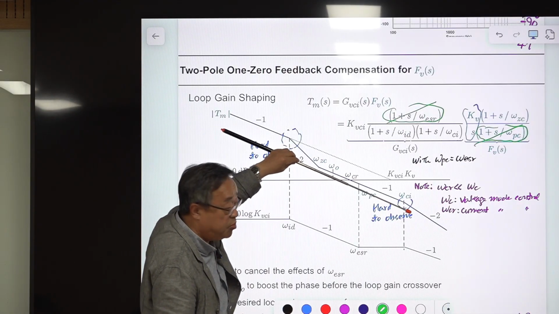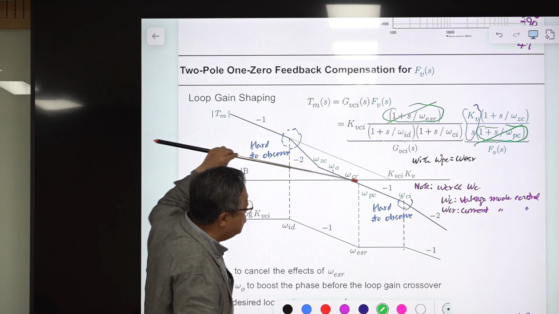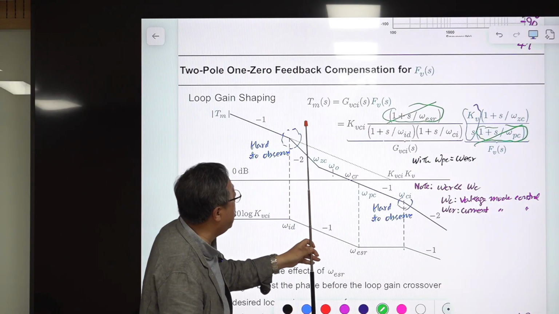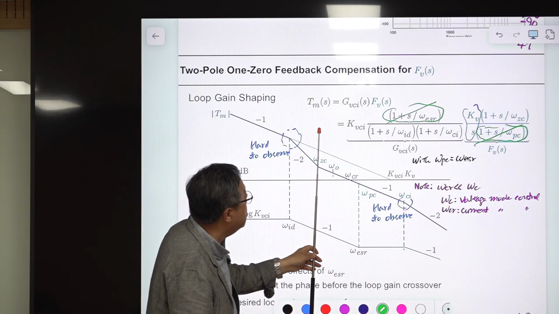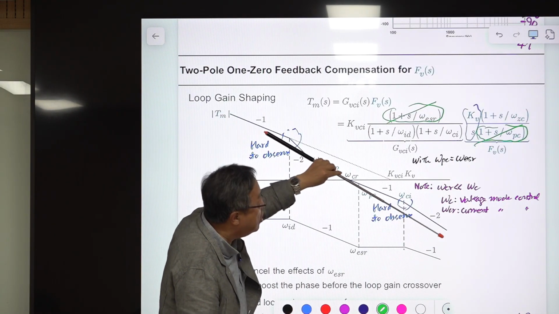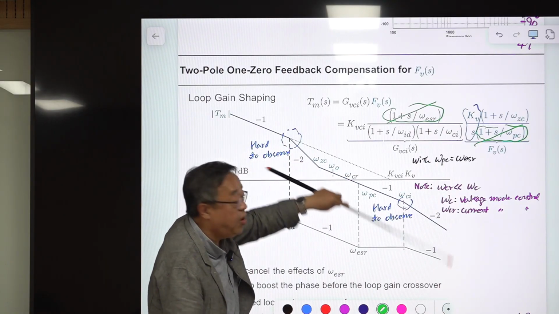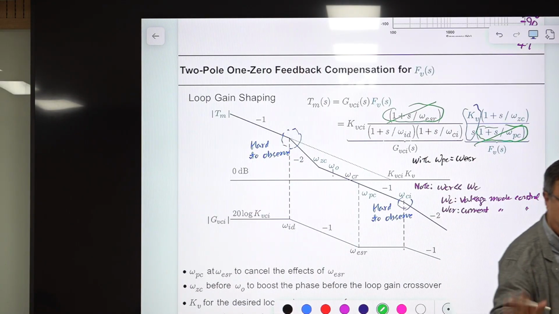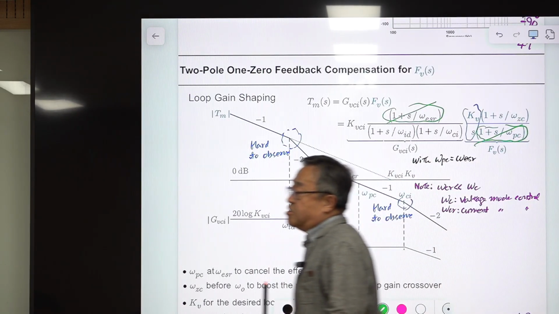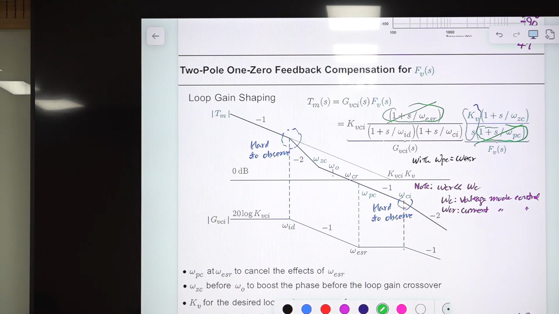This -1 slope is what is desired. Then the phase margin will be something similar to 90 degrees. Theoretically, not exactly, because you have this one, so it will affect something. But this will be a good phase margin. At high frequency, you have another pole. This one is okay. It provides noise attenuation. This is doing good for you, so you don't have to worry about this. Then you only need this, and this. That is the structure of 2-pole 1-zero compensation.